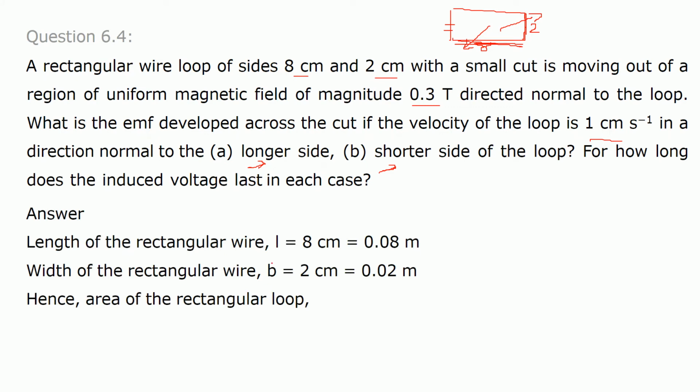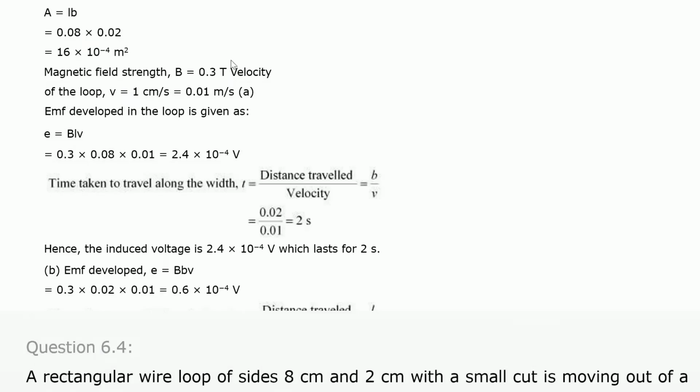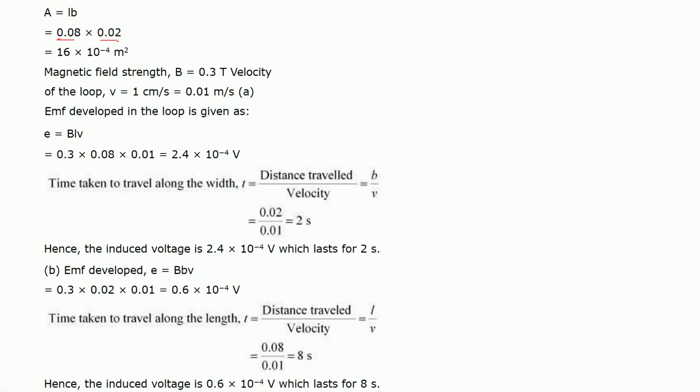So the length is 8 cm, convert it into meter. Width is 2 cm, let us convert it into meter. Now the area of the rectangular loop will be length into breadth. It will be simply 0.08 into 0.02, that is this value. Now the magnetic field strength is also given, 0.3 tesla, and V is also given, the velocity with which the loop is moved. So let us convert it into meter, so this will be 0.01 meter per second. We'll take the first part for A, and the second part we'll take separately, because the dimensions are different.